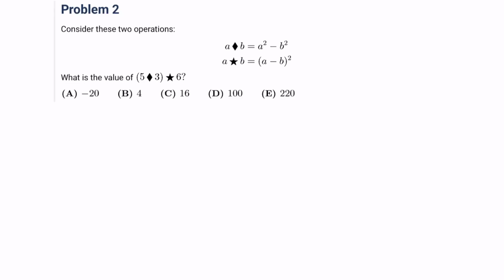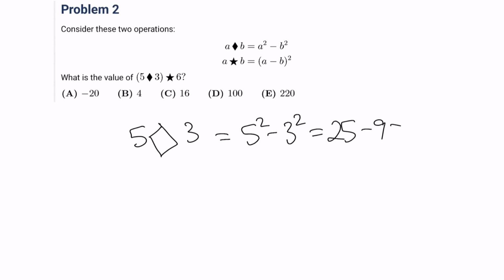Problem 2. Consider these two operations. What is the value of 5 diamond 3 star 6? So first, since 5 diamond 3 is in parentheses, we can find the value of this. So that's equal to 5 squared minus 3 squared, which is equal to 25 minus 9, which is equal to 16.